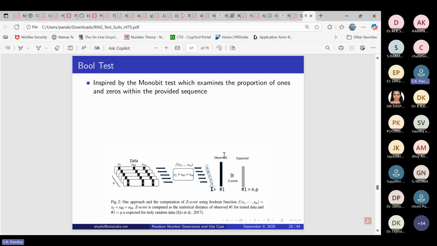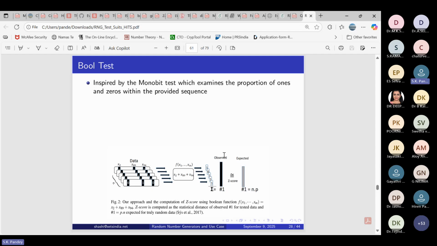The same monobit test I can see in a different way. Suppose I generated a binary sequence. What I'll do, I'll pass those binary to a 1-bit Boolean function. A 1-bit Boolean function means f(x) equal to x. So if f(x) equal to x, then whatever the input for f, the same output I will get. It means if the input is balanced, then the output will also be balanced.